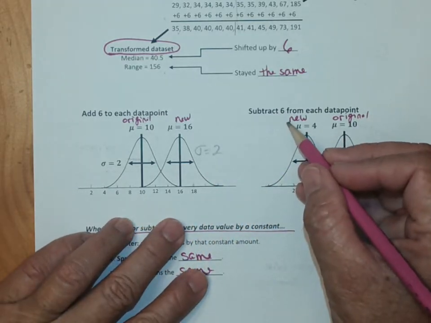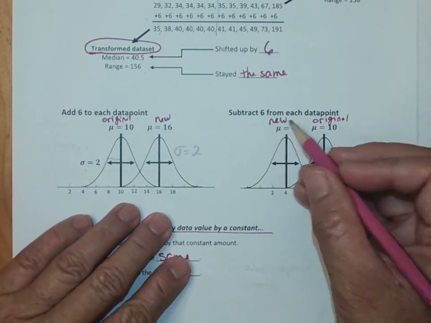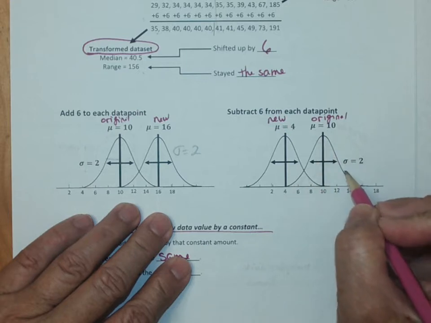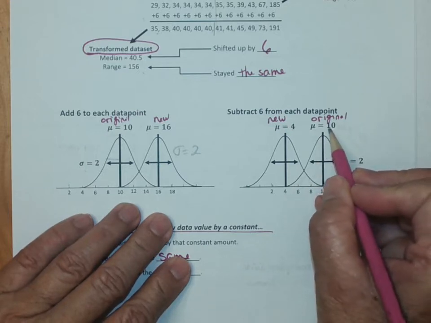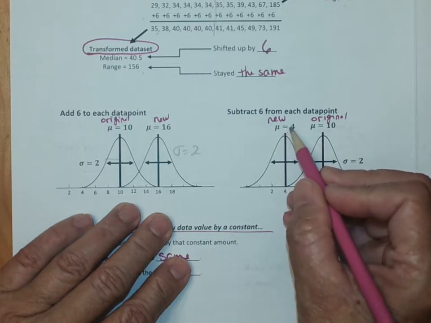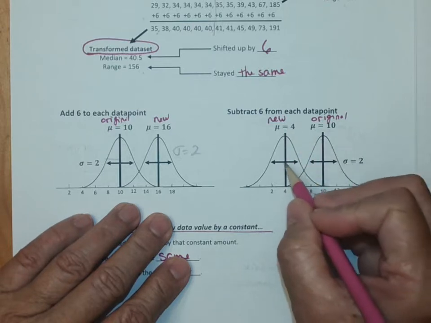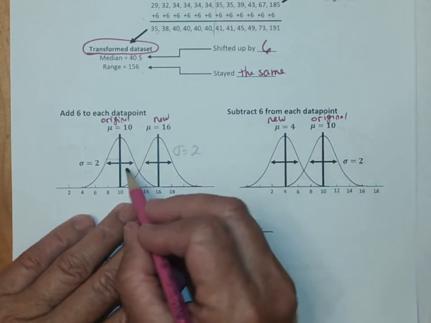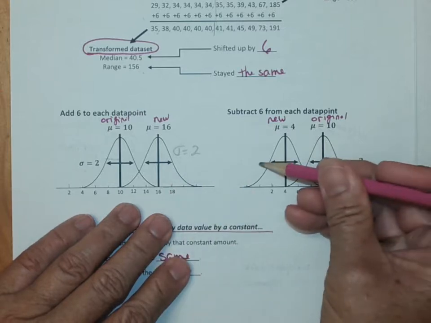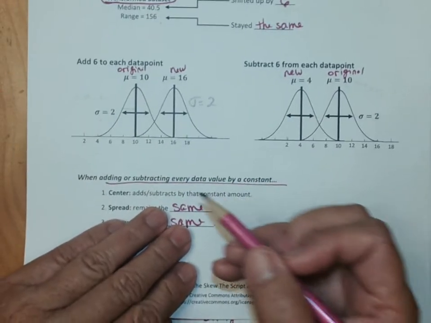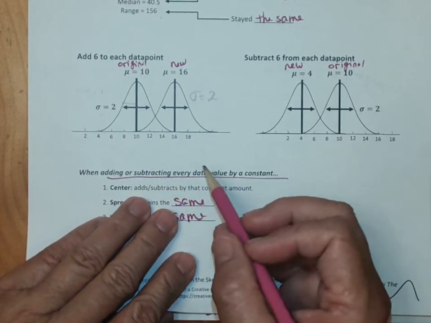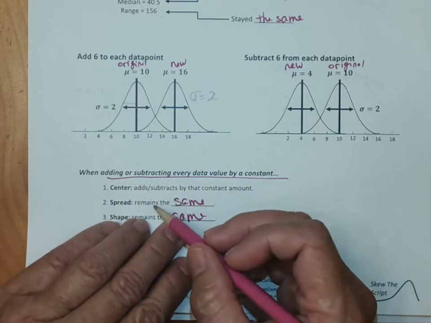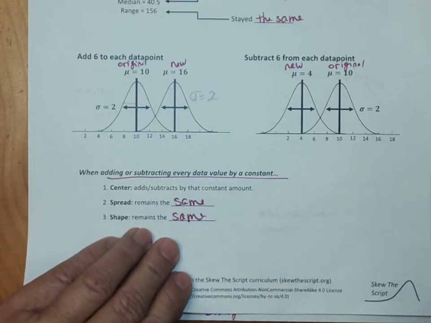If I were to subtract, you'd probably guess that there's going to be no change, and you'd be right. So here's my original data. Here's the shape of it, the distribution. If I subtract 6 from every data point, I get a new center, which is mu equals 4. But my standard deviation stays the exact same. So the shape is the exact same. It's just shifted left or right. It shifted to the right when we added, and it shifted to the left when we subtracted a constant. So anytime we add or subtract a constant, our center adds or subtracts by that constant amount. The spread remains the same and the shape remains the same.